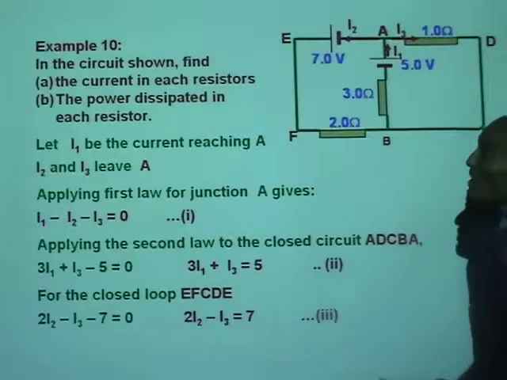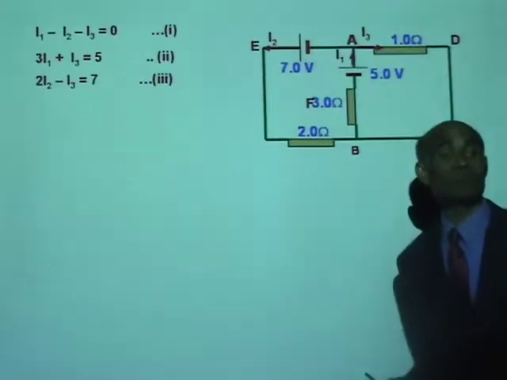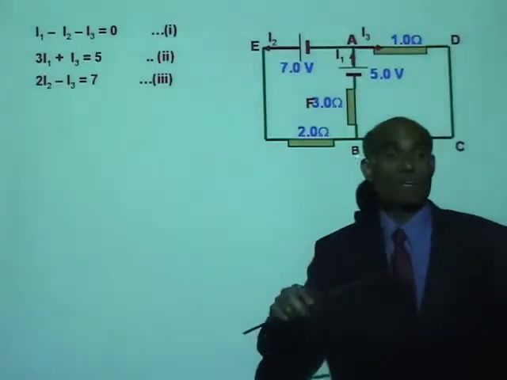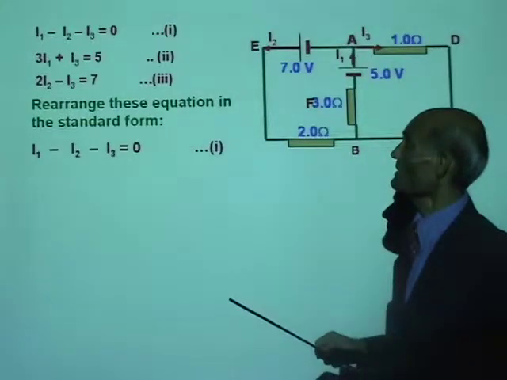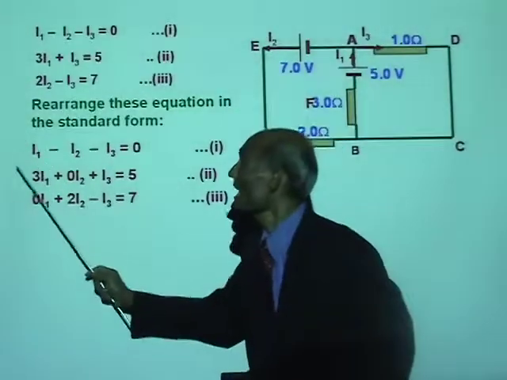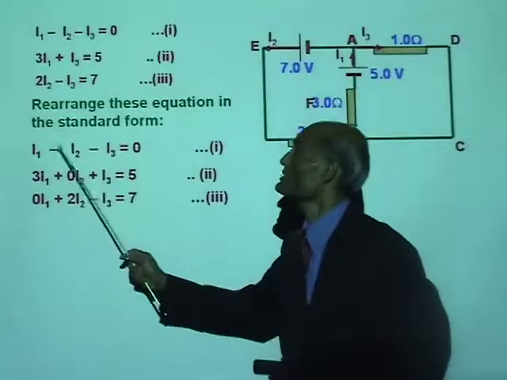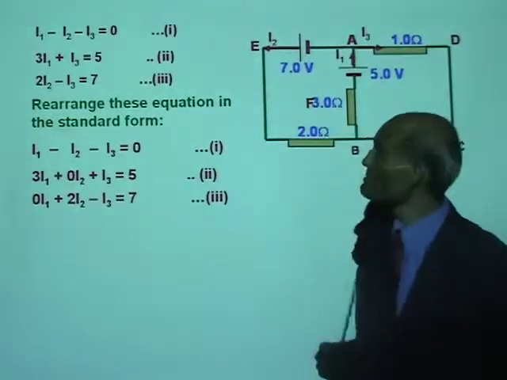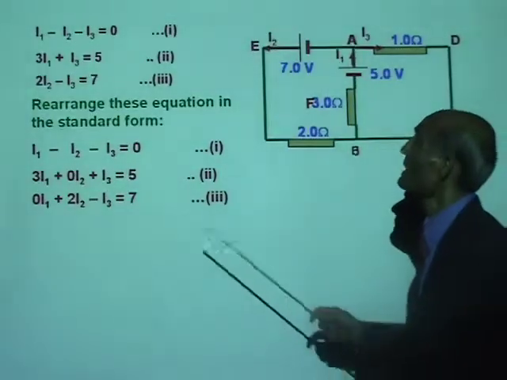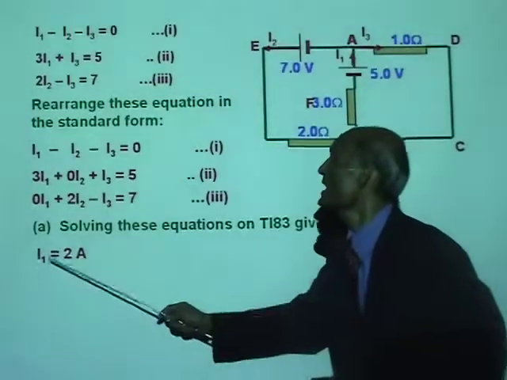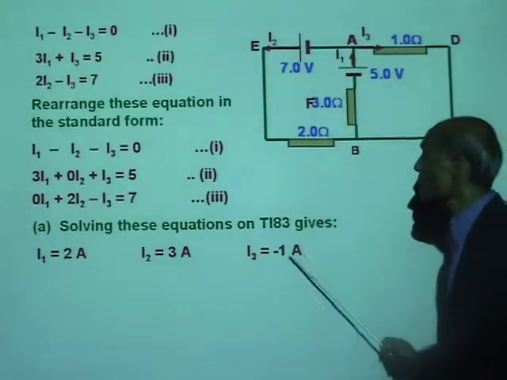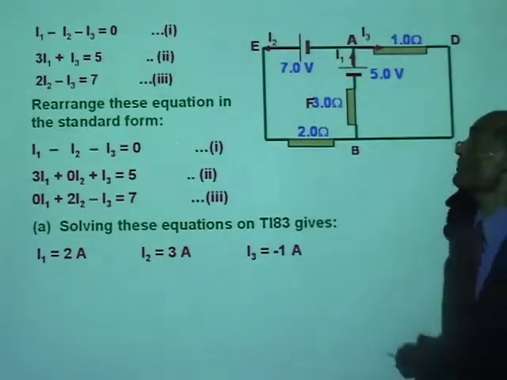We've got now 3 equations. You know how to organize them and solve. Those are the 3 equations. Now first of all, arrange them in the way I showed you. Well, it'll look like this. And once you have written them like this, obtain your matrix A and matrix B and calculate A inverse times B. That will give you I1 equal to 2 ampere, I2 equal to 3 ampere, I3 equal to negative 1 ampere. What does that tell you?